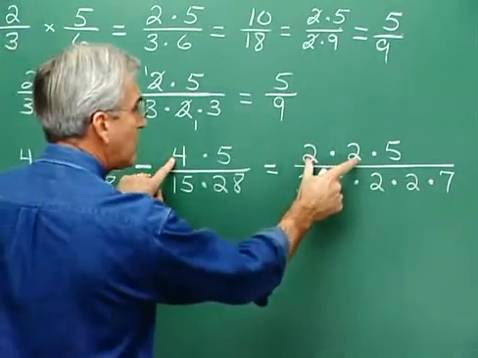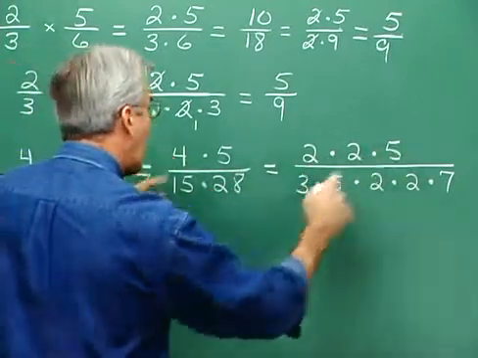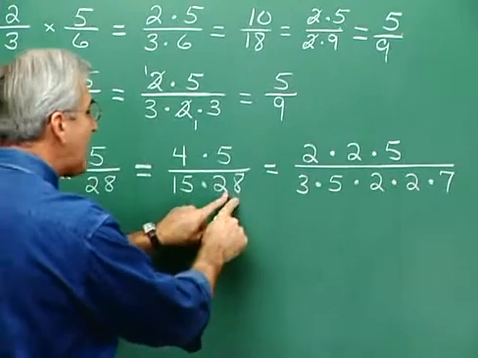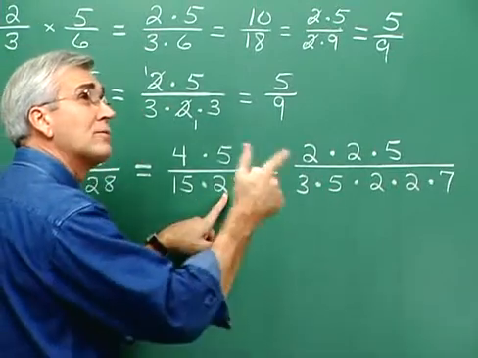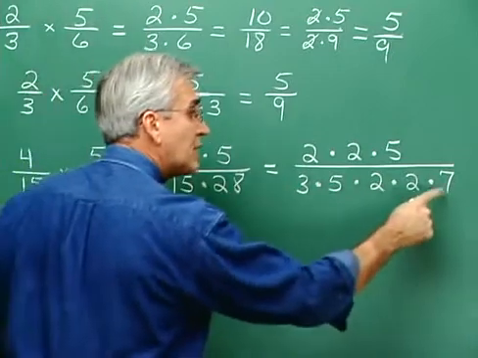4 can be written as 2 times 2. So in the numerator, we have 2 times 2 times 5. In the denominator, 15 is 3 times 5. 28 is, well, let's see, it's 4 times 7, but 4 is 2 times 2. So this is 2 times 2 times 7.